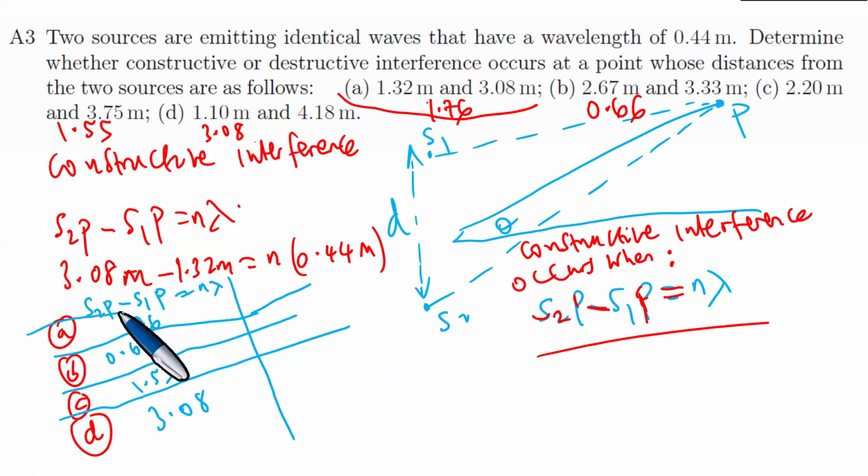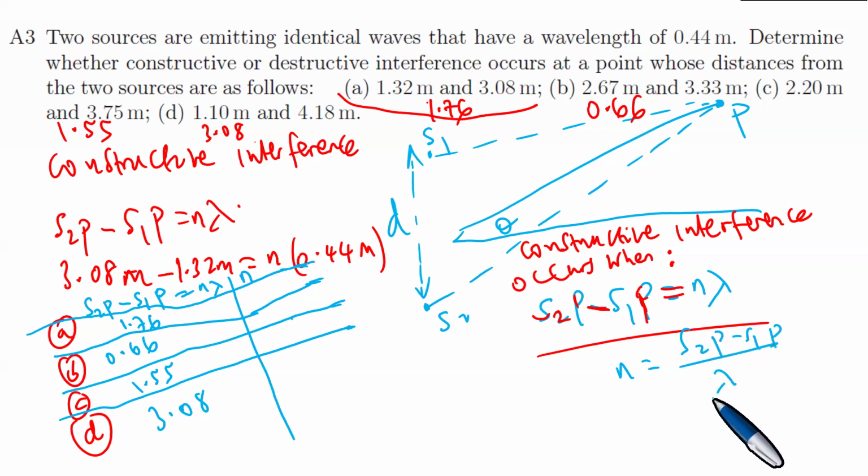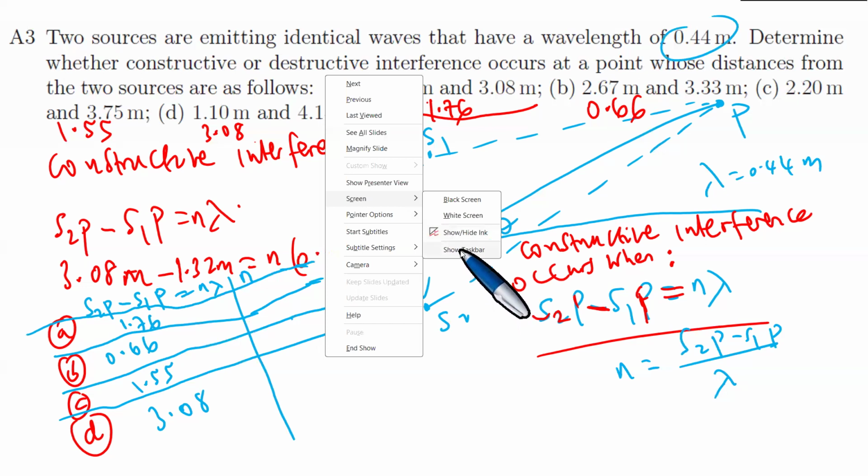Now we want to determine n. We must find n. So n is S2P minus S1P divided by lambda. So you must divide this one by lambda, this one by lambda, all of them by lambda. And lambda is what? The wavelength is 0.44. So we divide the difference by lambda, and it's going to give us an integer. This n must be an integer. If n is an integer, then we have constructive interference. So let us do that.